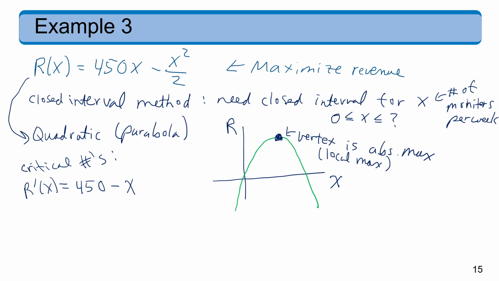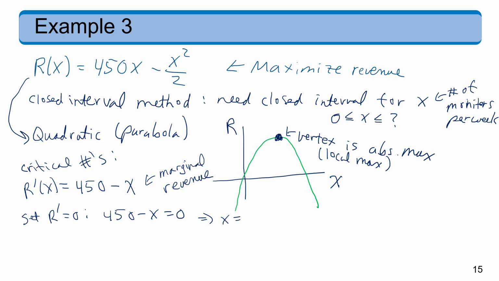So this is r prime, and by the way, this is our marginal revenue function. It's the rate of change of the revenue function. We don't really need that. I just thought I'd mention the terminology. Now, to find critical numbers, we set r prime equal to 0 and solve for x. So we take our equation for r prime, set it equal to 0. When we solve for x, we get 450.